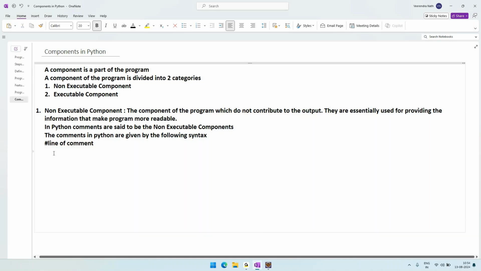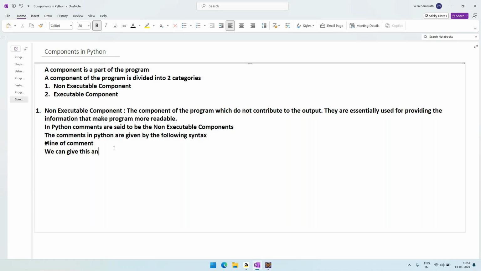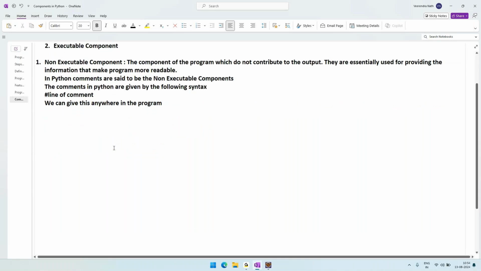అంటే ప్రోగ్రాంలో ఈ లైన్ ఆఫ్ కామెంట్ మనం ఎక్కడైనా ఇవ్వచ్చు. So it is followed by the hash. We can give this anywhere in the program. బట్ ఎక్కడ ఇచ్చినా కానీ ఇది ఎగ్జిక్యూట్ అవ్వదు, జస్ట్ ఫర్ గివింగ్ ద ఇన్ఫర్మేషన్.